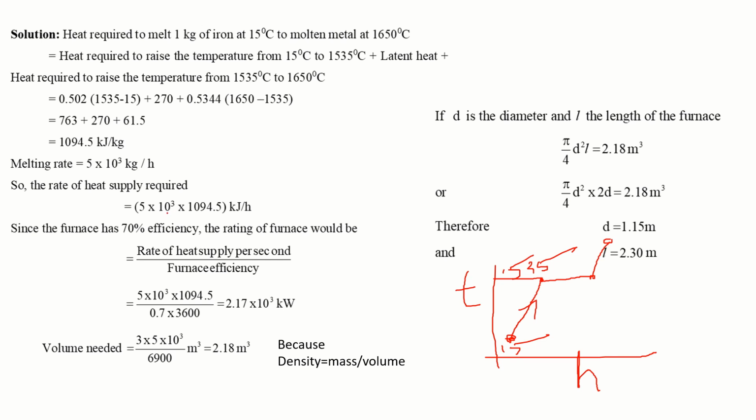The furnace has 70% efficiency. That means only 70% of the heat that I supply will be used. The other 30% is lost. That means I need to supply more heat. So this heat is divided by the furnace efficiency, which is 0.7. It is in kilojoule per hour. An hour is nothing but 3600 seconds. I'll substitute over here. Then joule per second will become watt, kilowatt. You will get 2.17 into 10 to the power of 3 kilowatt. This is the heat I have to supply.